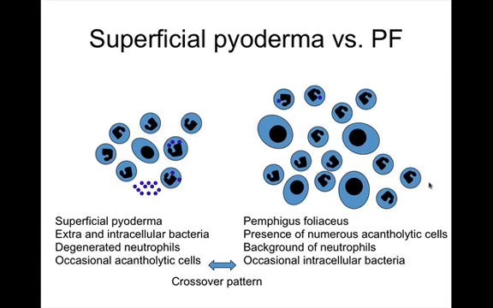Okay, so just, in theory, how different the pustule sample will look between a superficial pyoderma, which is a bacterial infection, and pemphigus foliaceus. So you're going to have numerous acantholytic cells in pemphigus with a background of neutrophils and occasionally a little bit of bacteria, but not many. Whereas with pyoderma, you'll have lots of neutrophils, lots of bacteria.